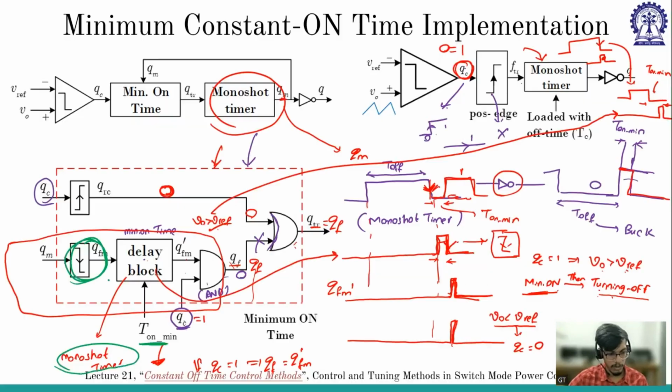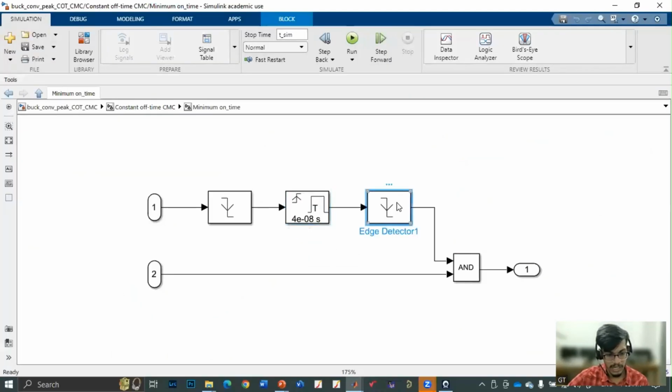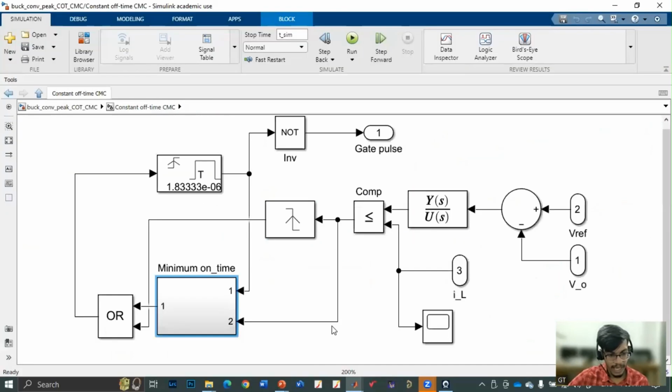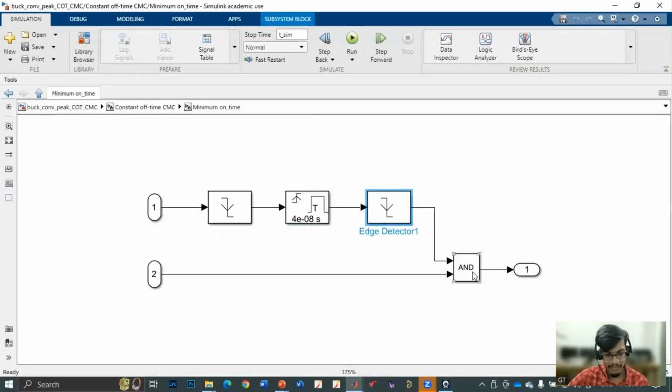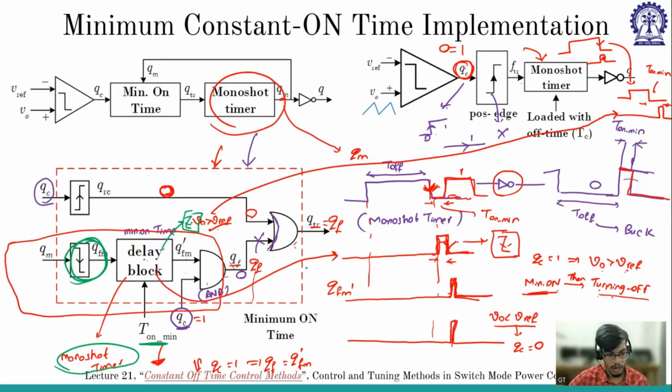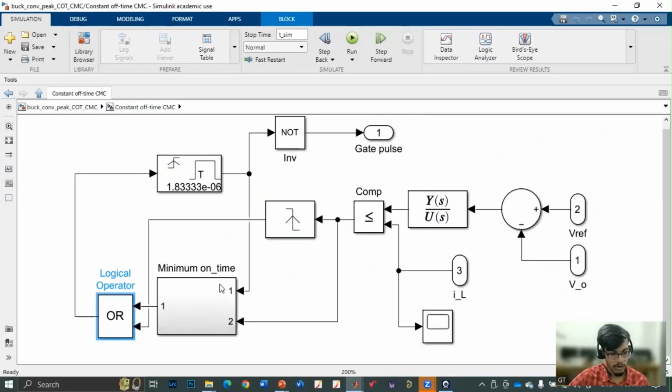After this T on minimum, inside this block there will be another falling edge. This falling edge is ANDed with QC, and the output is ORed with the output of the rising edge. That's what we are actually implementing. So this is constant off time with minimum on time.